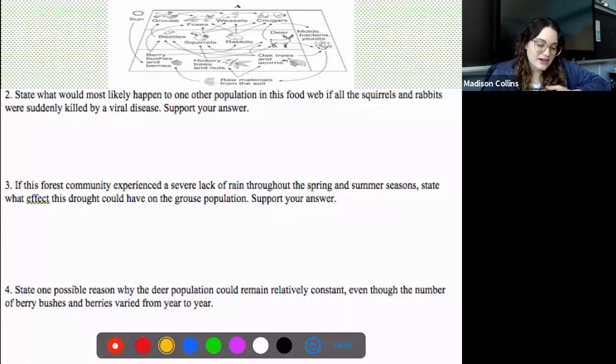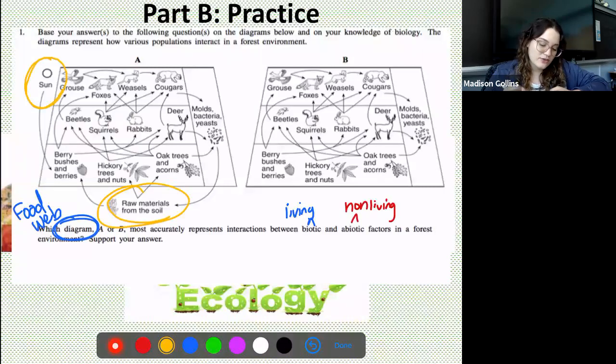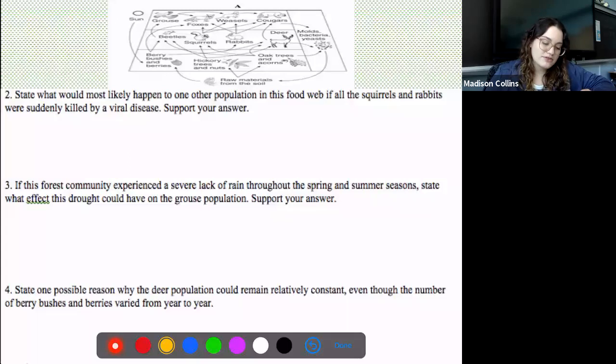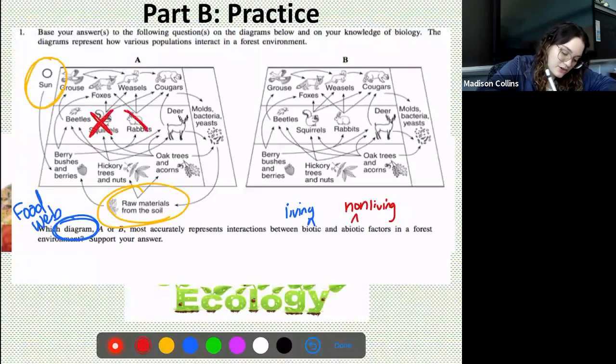Wow, this diagram did not copy well, but using that same image, state what would likely happen to one other population in this food web if all of the squirrels and rabbits were suddenly killed by a viral disease, and support your answer. I'm actually going to go back over here and we're going to use diagram A, okay? So if all of the squirrels and rabbits were suddenly killed, what would happen? I'm going to put a big red X over these organisms.